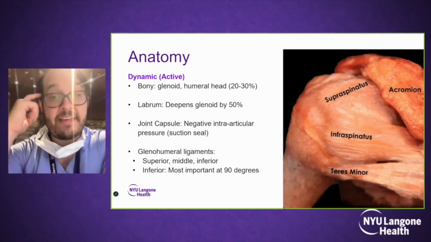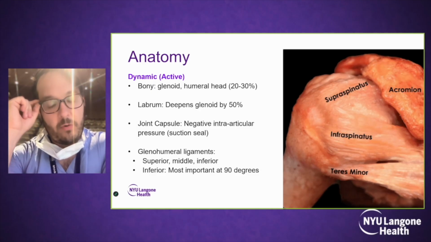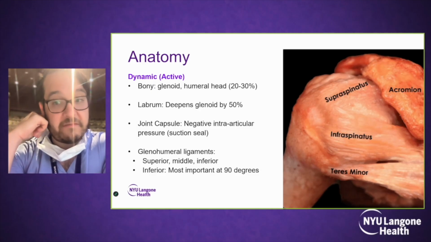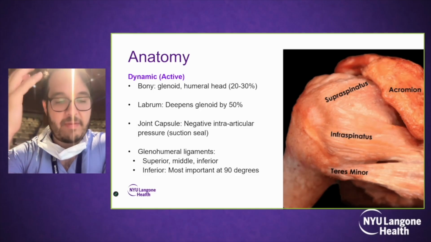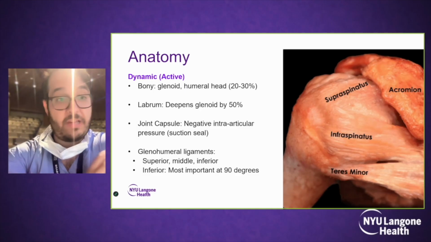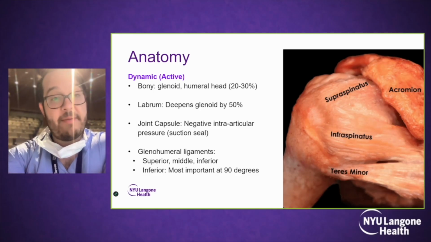Now, those were passive. Passive restraints mean they're always working. They don't need muscles to fire. Think of them the way you think of bones or ligaments. They're always taut. Then you have your dynamic restraints.